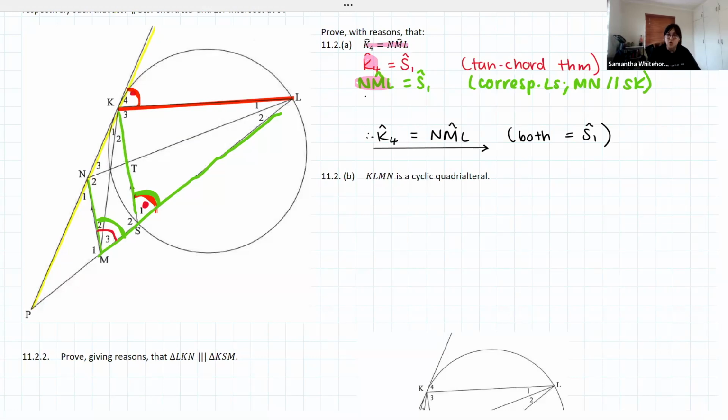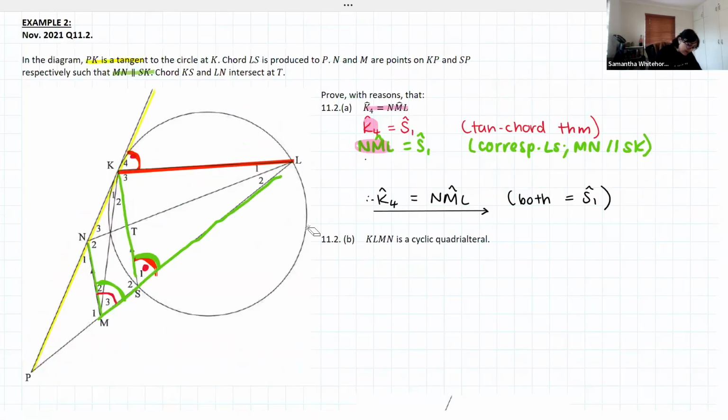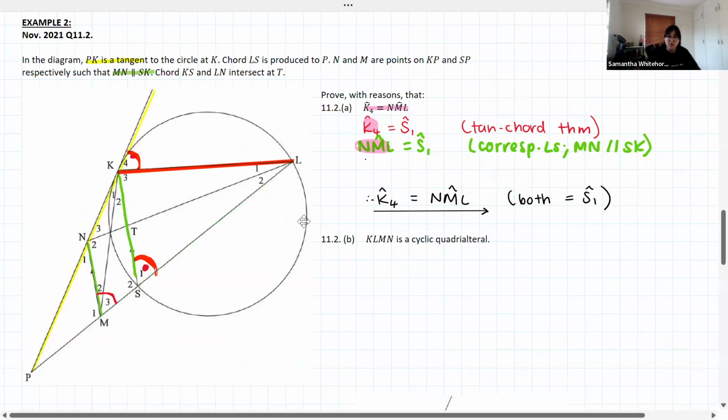And again, it goes back to there are no useless bits of information that we give you. The tangent was important and the parallel lines was important. And so we need to be looking at those bits of information. Right, I'm going to leave the red on just so we can see which angles we now know are equal to each other, because it might be useful later on.